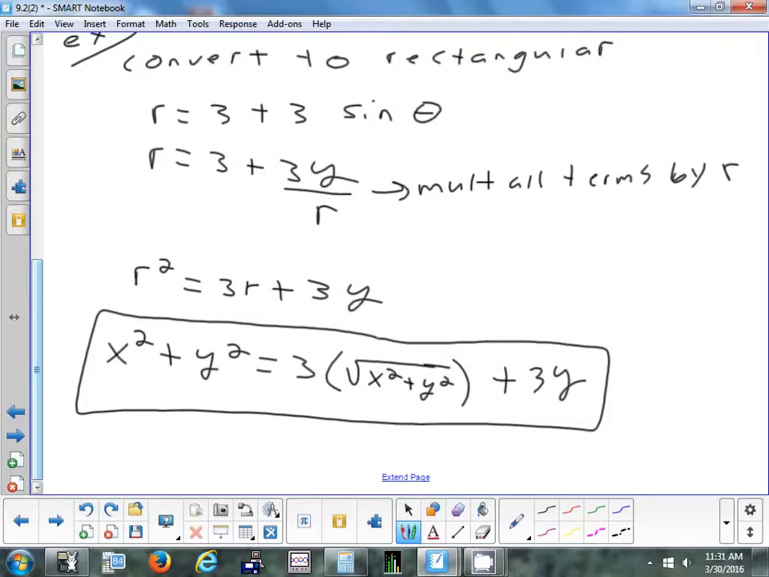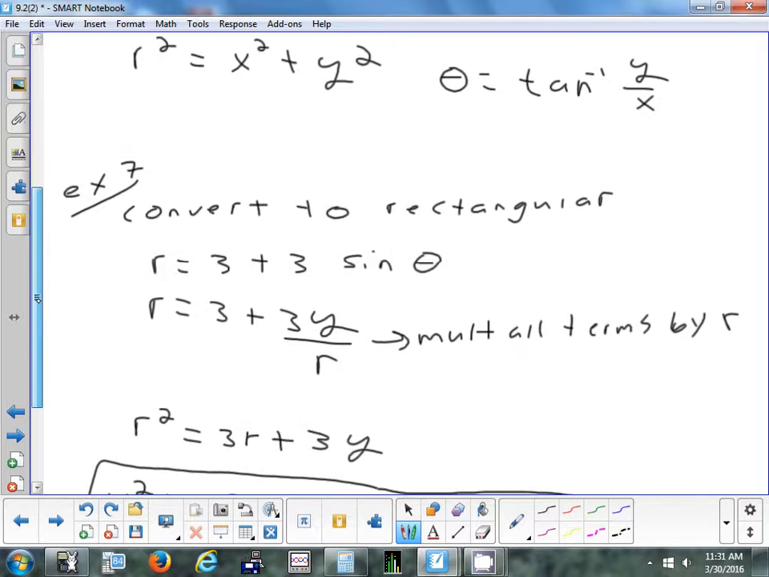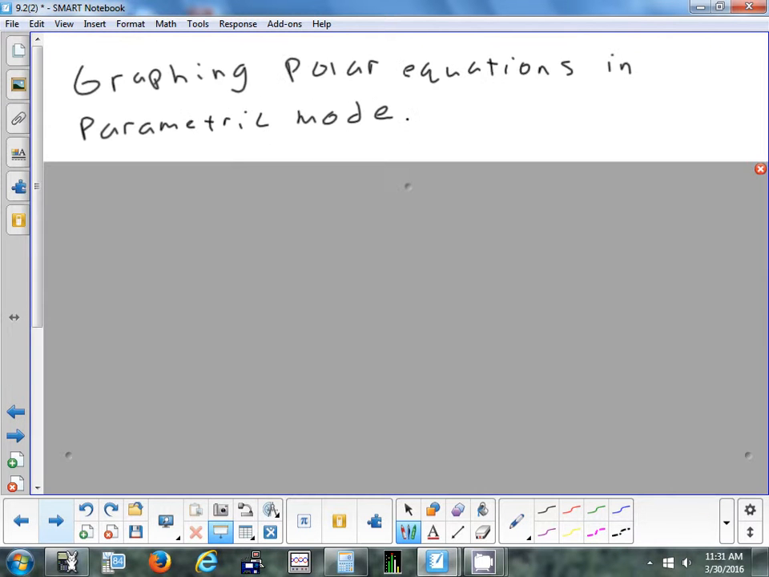Okay, questions? So that's your final answer. That's all we can really do. As long as we get rid of all the r's and thetas, that's all you have to do. On your reference sheet, you might want these formulas. You'll need them on the test. All right. So that's how you can change from polar to function. I showed you earlier with the equation of a line, function to polar.